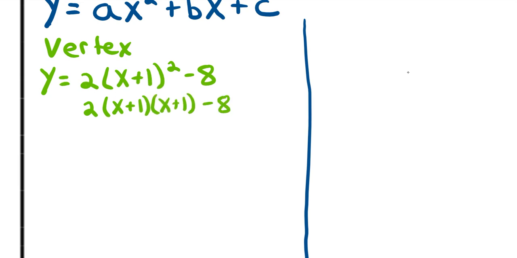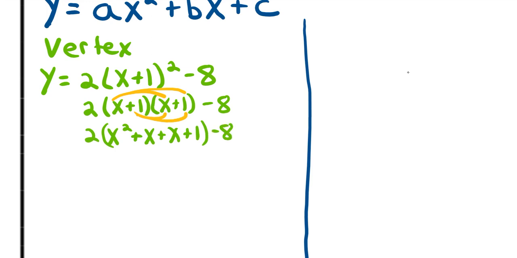And if we FOIL there, let's go ahead and just kind of remind everybody that we're going to get x squared plus 1x plus 1x plus 1. And then we would simplify everything in the parentheses by combining our like terms to get x squared plus 2x plus 1.